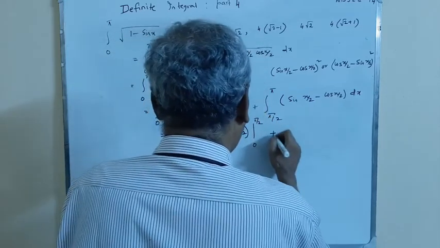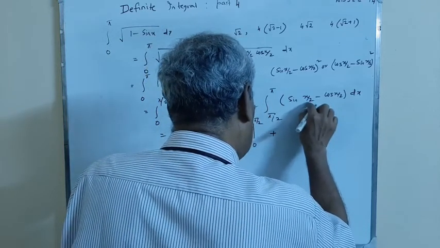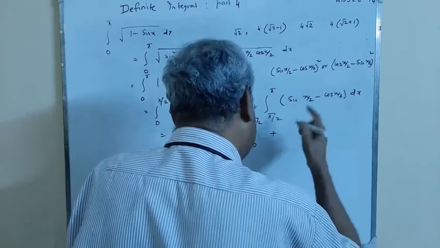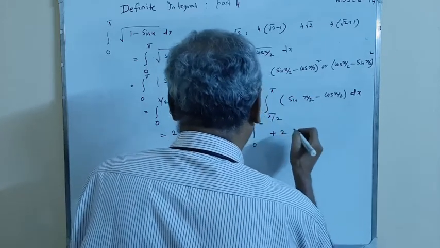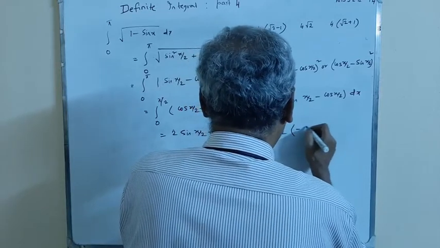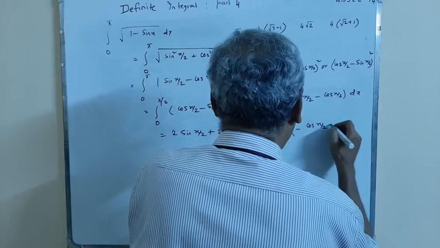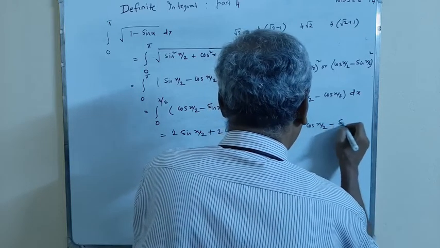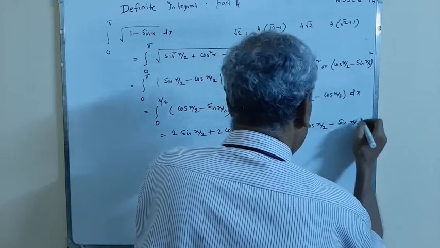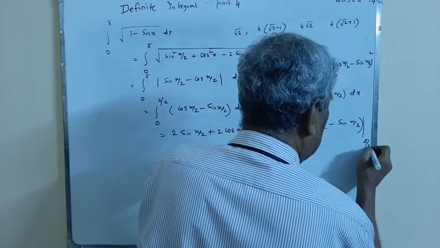plus its integration. In that integration, x by 2 by half, that is 2 will be outside, and its limit is minus cos of x by 2 minus sin of x by 2, and limits are from pi by 2 to pi.